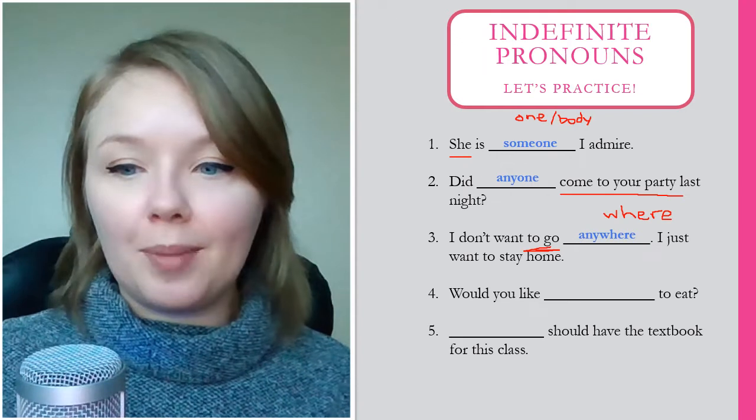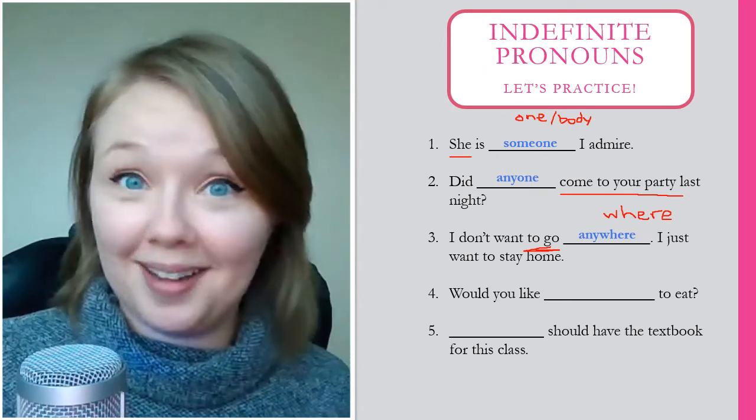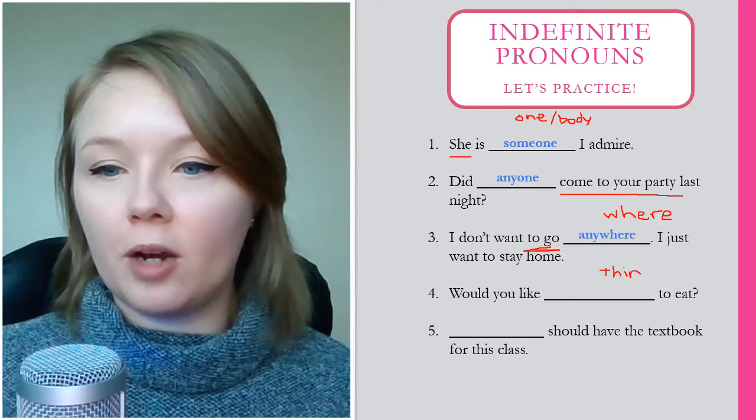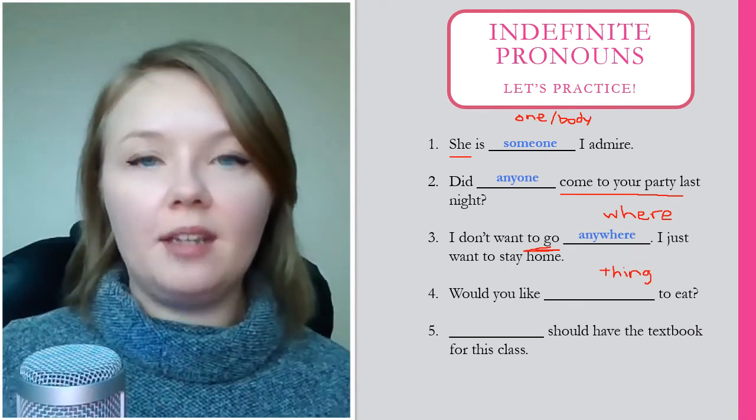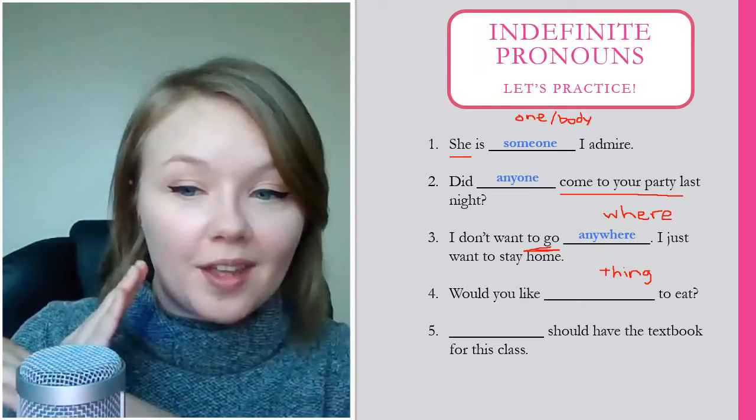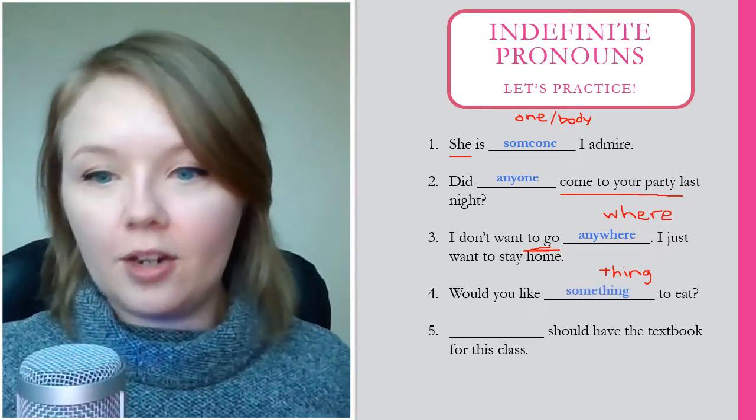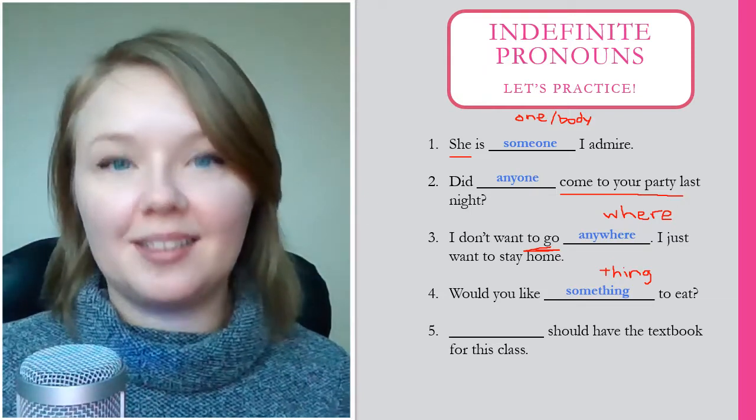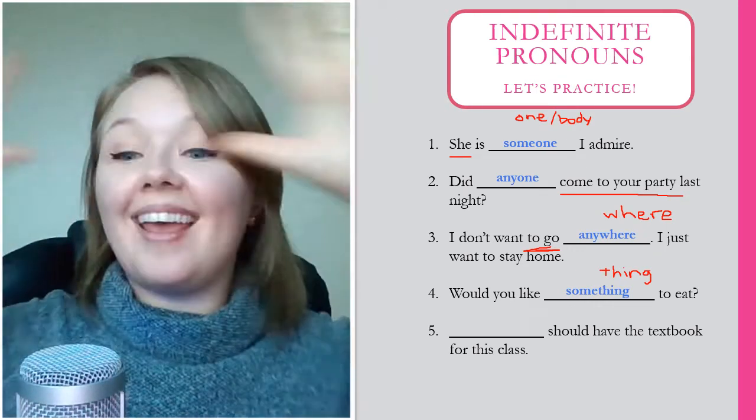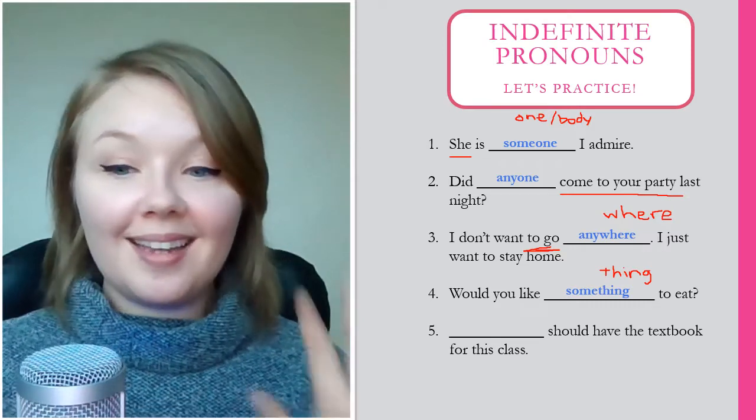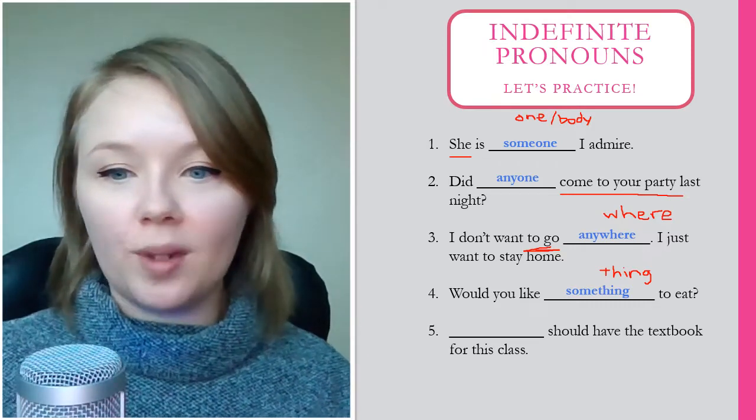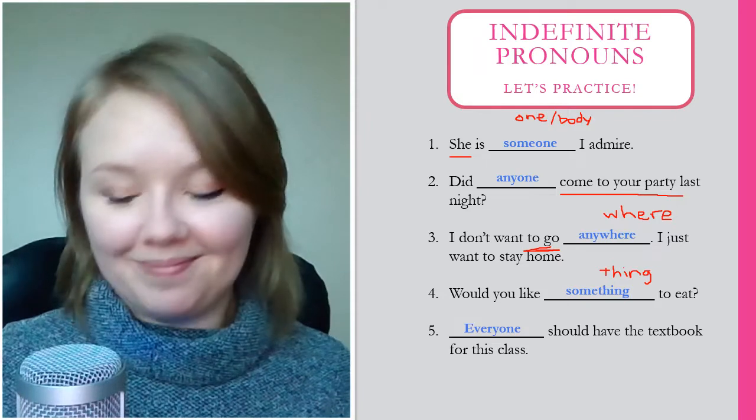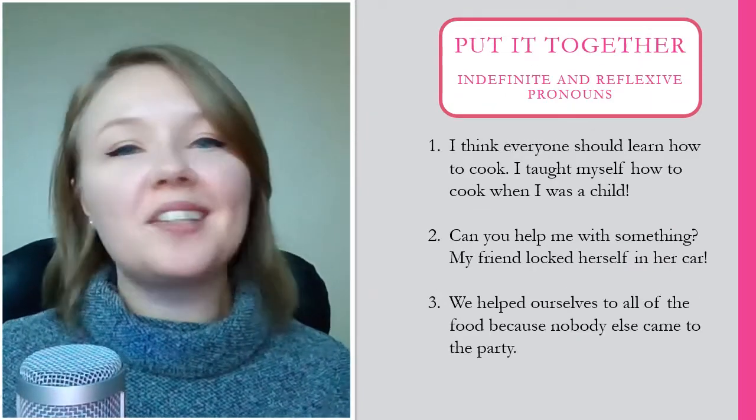Number 4, would you like blank to eat? Well, definitely not a person and definitely not a place. So we're talking about things, right? We're talking about food. Would you like blank to eat? Well, I would not say nothing or everything. Here, would you like something to eat? You could also say, would you like anything to eat? This is also correct. Something or anything could work here. And last, number 5, blank should have the textbook for this class. So here I'm trying to say all people, so everyone.